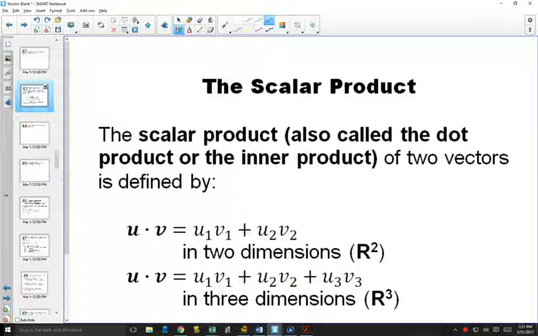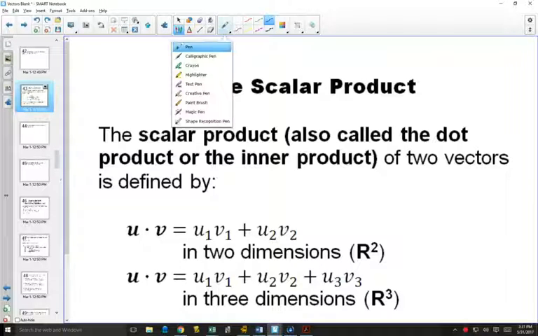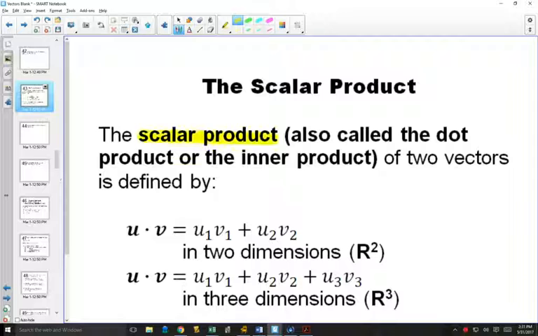The scalar product, I love highlighting definitions. Yes! You can also call it the dot product, so you can highlight that too, or the inner product. And I like calling it the dot product because you draw a dot between the two vectors, and then you invent a new kind of multiplication.